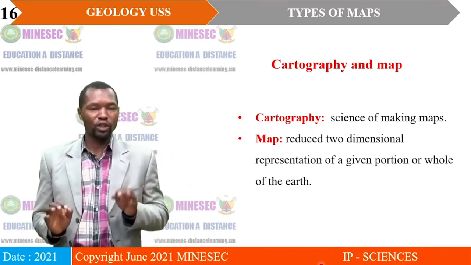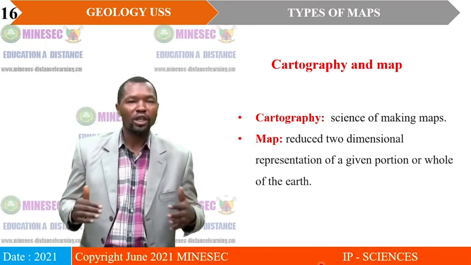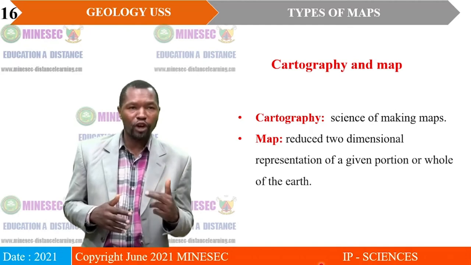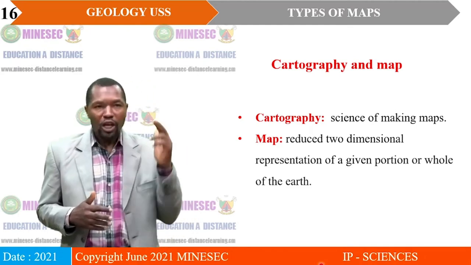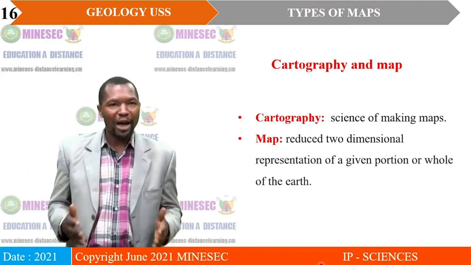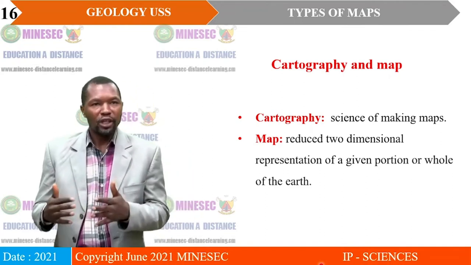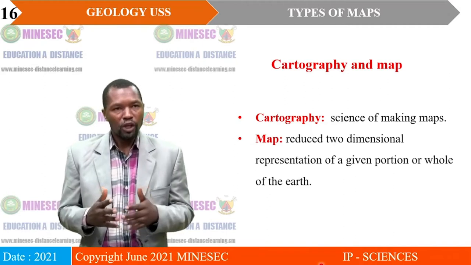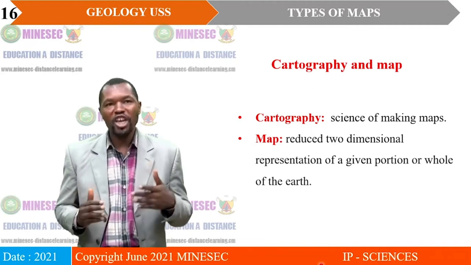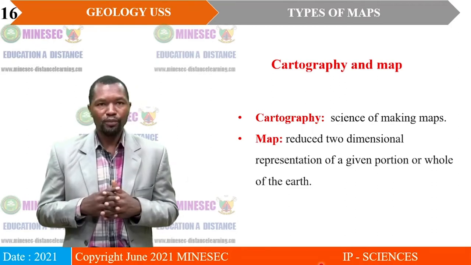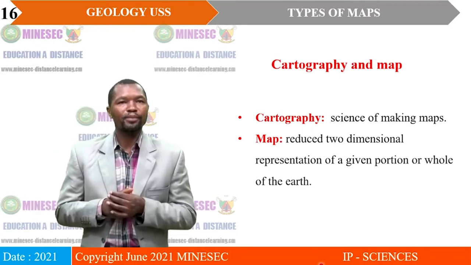Cartography. Carto, from the Greek word, is simply a map. It is also borrowed from the French acronym carto, which means map. Now, cartography, graphy, simply means form. So in general, cartography is the science of making maps. What then is a map?